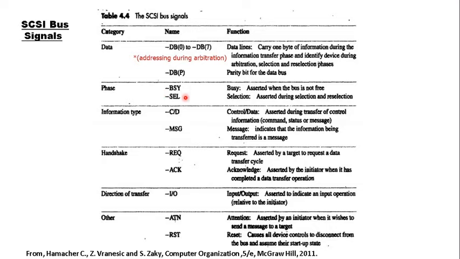Another important pair of lines used in data transfer is BSY, that is busy, as well as selection. Again, they are active low, that is, they are active when a low signal is passed through them. The purpose of the BSY line is to indicate that a particular arbitration process is going on or some controller is in charge of the bus. It means that whenever the bus is not free, the BSY line is activated. And then what about the select line? The select line is asserted during selection and reselection, which we will see later.